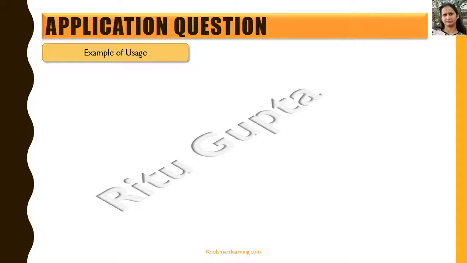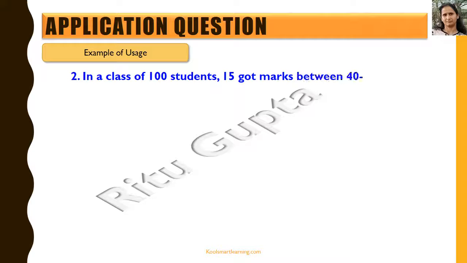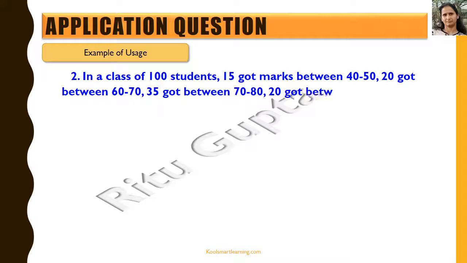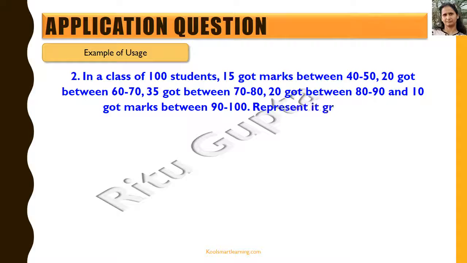Let's take a look at another example where we use graphs. In a class of 100 students, 15 got marks between 40 to 50, 20 got between 60 to 70, 35 students got marks between 70 to 80, 20 got between 80 to 90, 10 got marks between 90 to 100, and we want to represent it using some kind of graph. We want to represent it graphically.